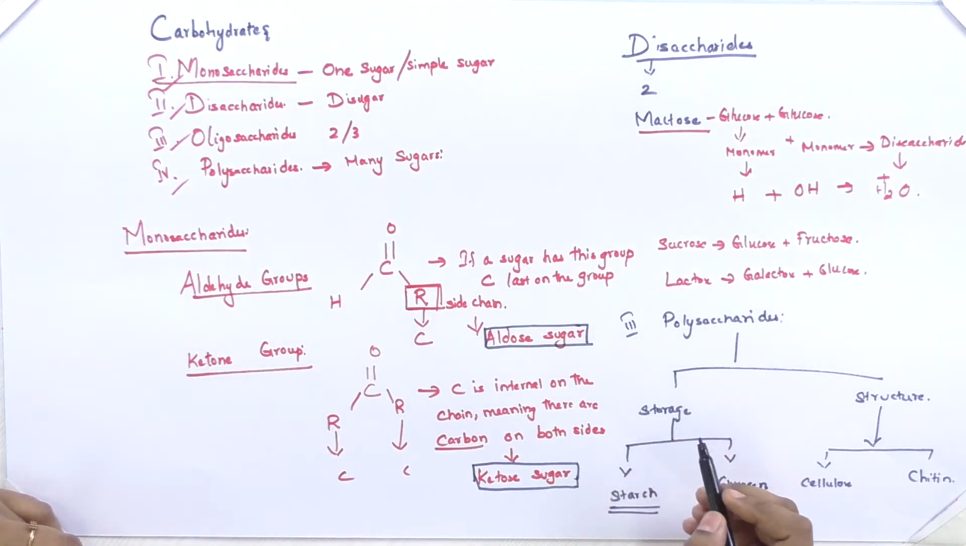Another example for structure is chitin. Chitin is present in the exoskeleton and cell walls, and it is hardened by the addition of calcium carbonate. The main characteristics of chitin are that it is flexible and slippery. These are the main functions of polysaccharides: storage and structure. Under storage, we have starch and glycogen. Starch is usually made up of amylopectin. For glycogen, the enzyme used to break it down is glycogen phosphorylase.